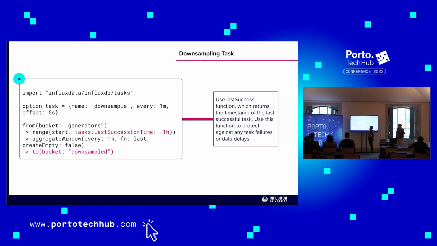But basically what this does for us is it says our range is to start from the bucket generator. We would like a range of last success, which is a cool function that basically returns the timestamp of the last successful task that ran, or the time of the past hour. Basically, in the past hour, can we go ahead and get all the data from the generator bucket? And I would like to aggregate this down to every 1 minute, give me the average, basically. And from that, we want to send this onward to the bucket downsampled.